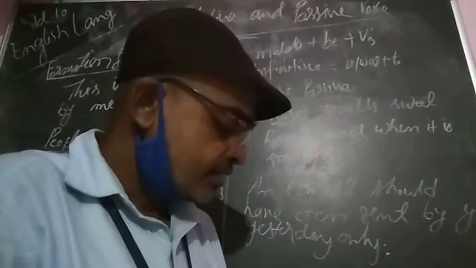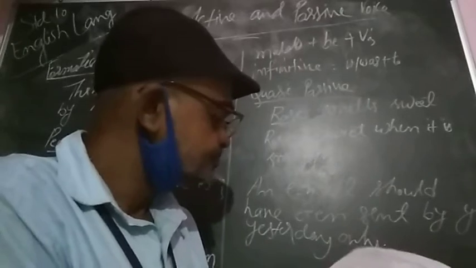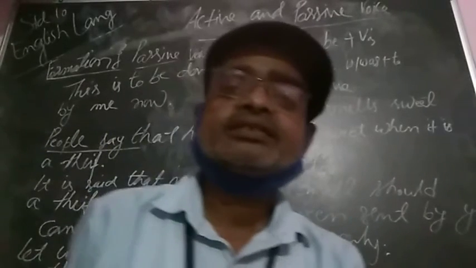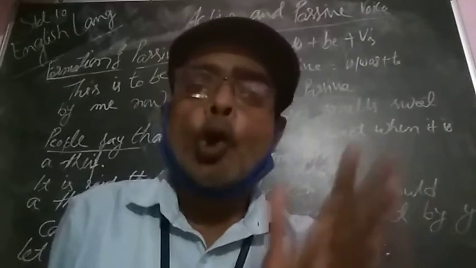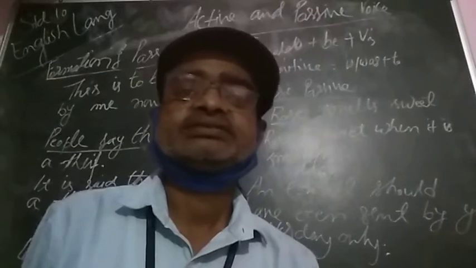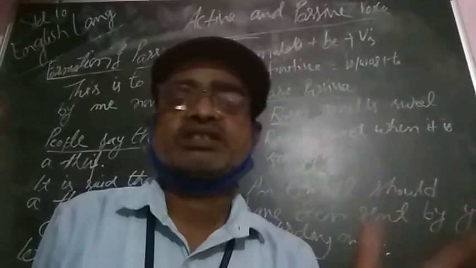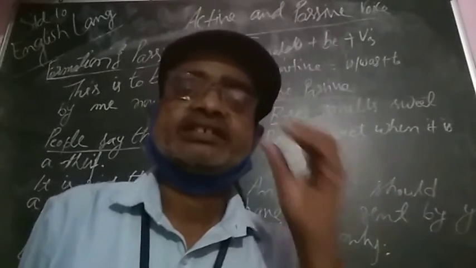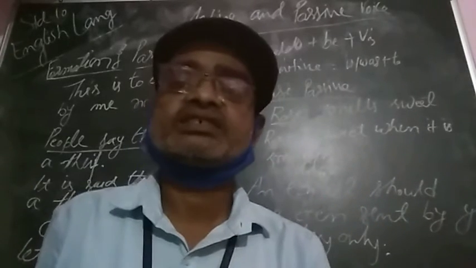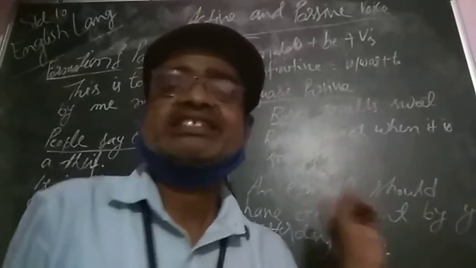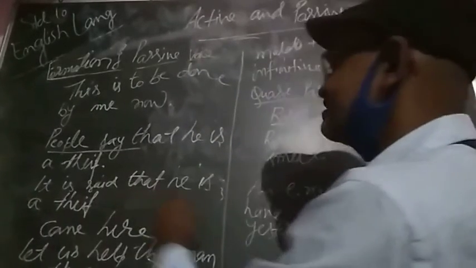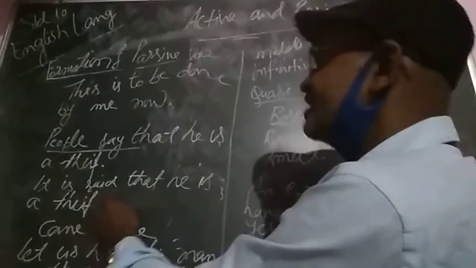One more and very important rule. If you find people say, people hope, people fear, in passive it will change into it is said, it is hoped, it is feared. People say that he is a thief. So it is said that he is a thief.